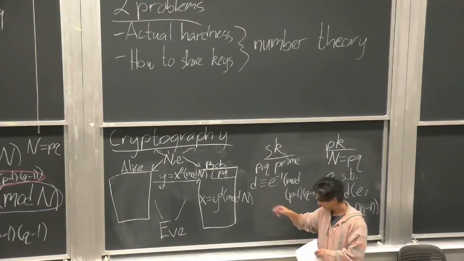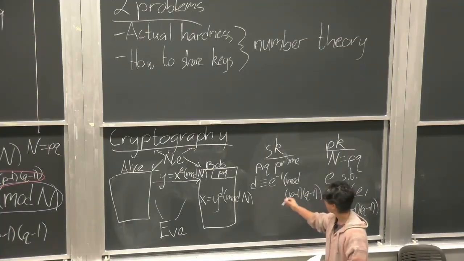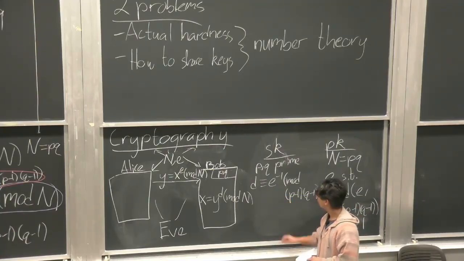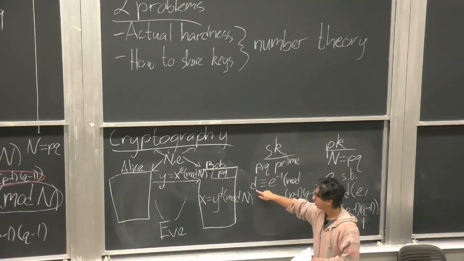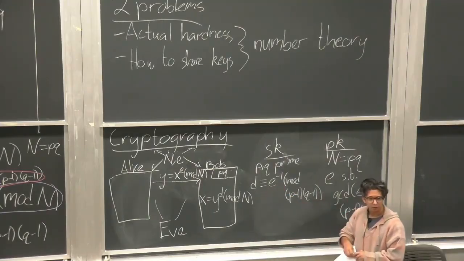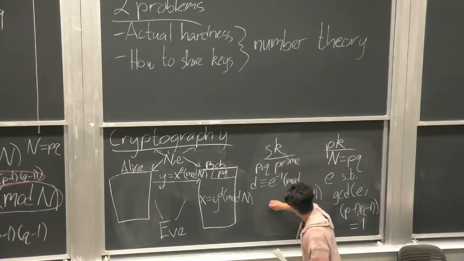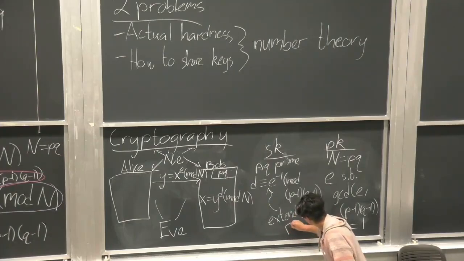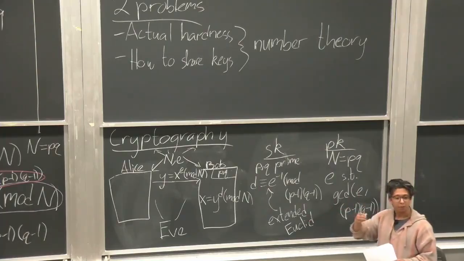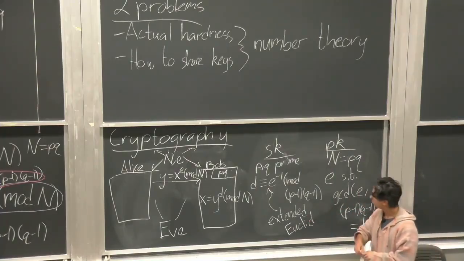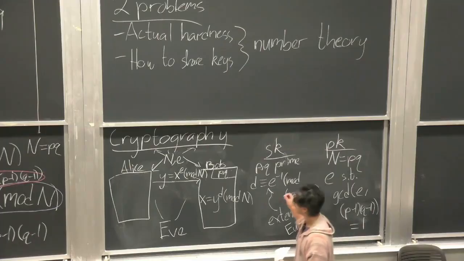And I guess one thing is, how do we find this? If we have e, how do we find the decryption exponent? We have an algorithm for that. The algorithm we use for that is the extended Euclidean algorithm. So that's the algorithm that we went through that finds inverses. So let's finish writing up here.